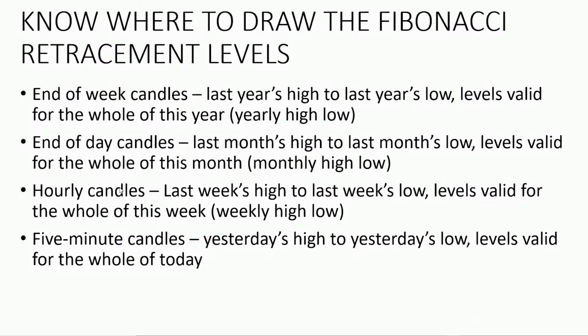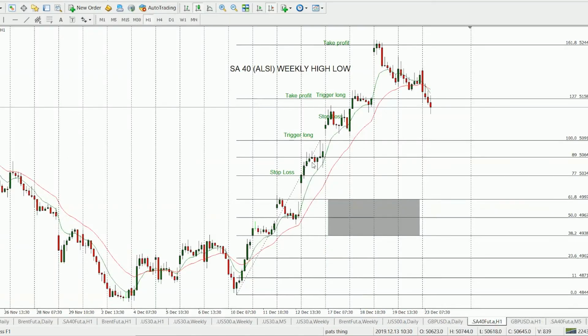Hourly candles, we're going to draw from last week's high to last week's lows. Those levels will be valid for the whole of this week. So last week's high to last week's low, so that's the 5 trading days. Above 100 was a trigger long. Target was 127. Above 127, chase the targets to 161 for the week.